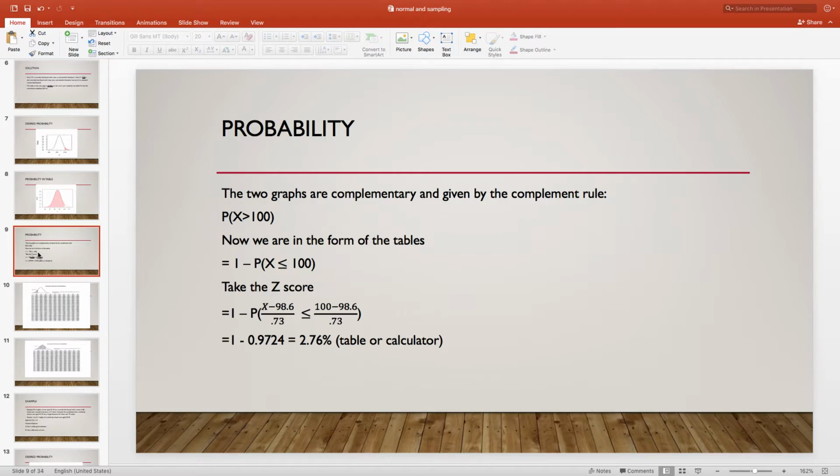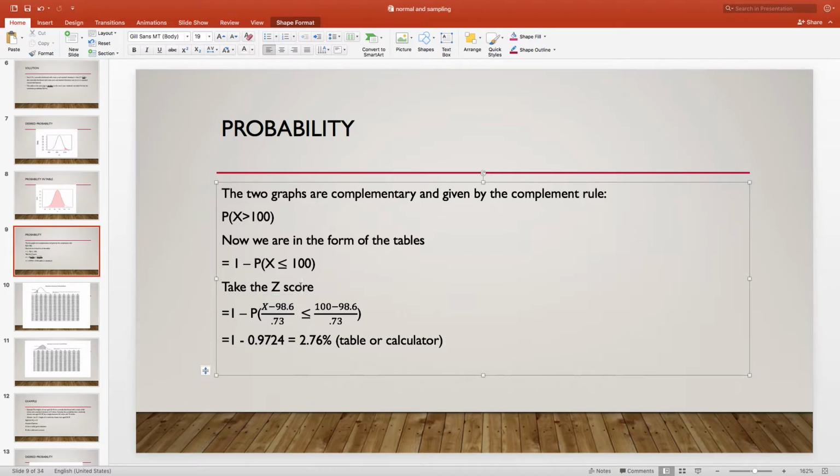If we want to calculate the probability x is bigger than 100 right here, I'm going to take the complement rule. And this probability right here, probability x is less than 100, can be calculated from your table. Then the next step would be to take the z-score. So I subtract the mean, which is 98.6, and I divide by the standard deviation of 0.73.